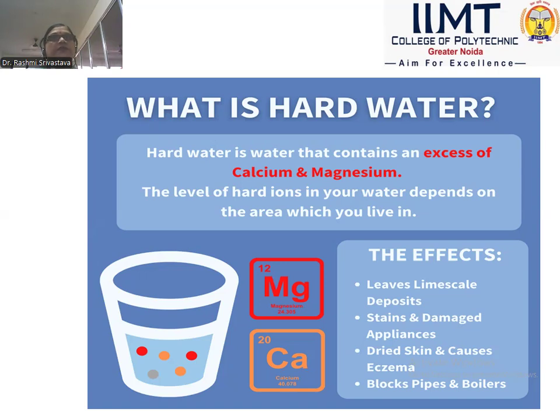First, it leaves limescale deposits. Second, it stains and damages appliances. Appliances means either utensils, glasswares, your electronic items, or the daily containers you have to use. Third is dried skin and it causes eczema. Fourth, it blocks pipelines and boilers, or it damages your heaters, geysers, and water purifiers.